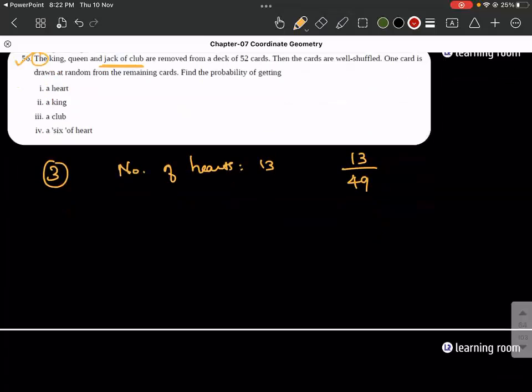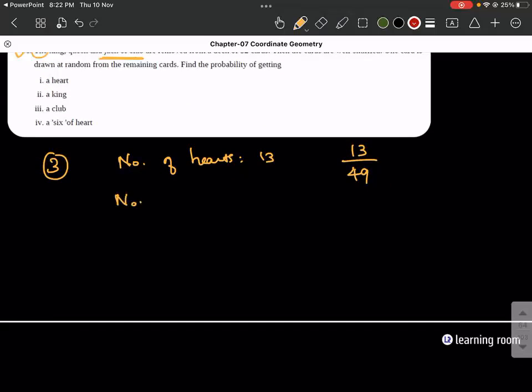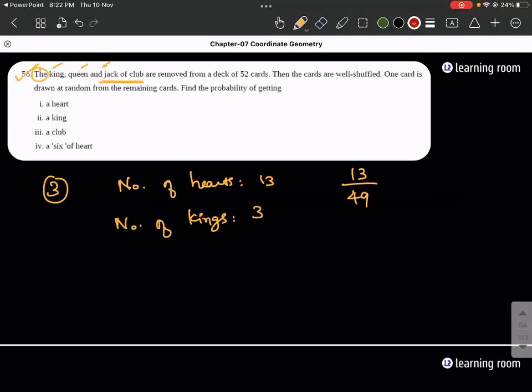Find the probability of getting a king. 3 by 49. Number of kings left are 3. So 3 out of 49. Now what about a club? 10 by 49. That's right. 10 out of 49 are left. A 6 of heart. 1 by 49. That's right.